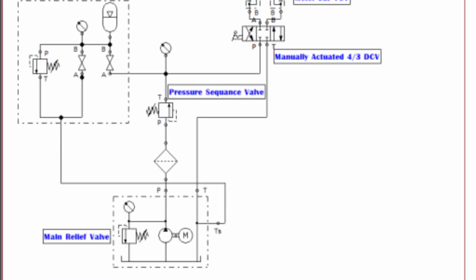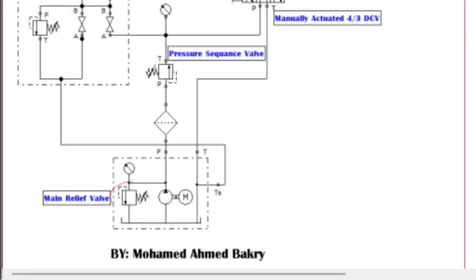Third, to protect the system, we have a main relief valve. This valve automatically activates when the system pressure exceeds a certain limit, redirecting excess oil back to the tank to prevent damage.